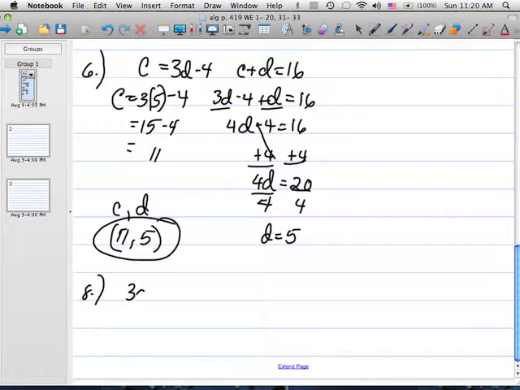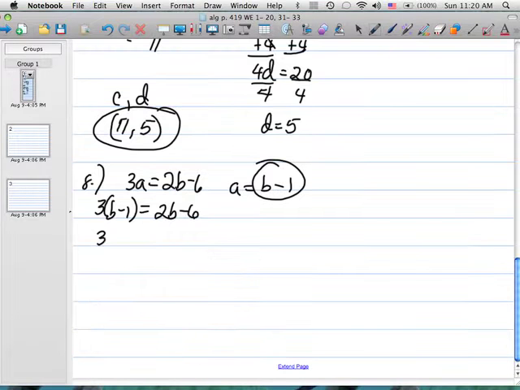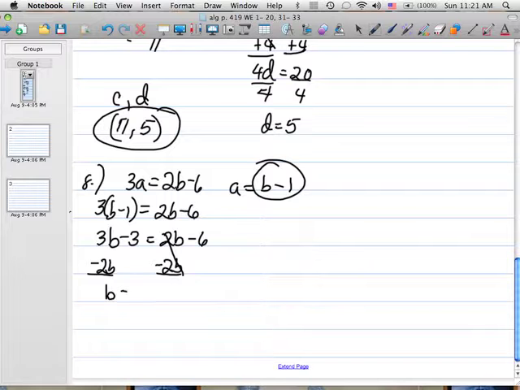Problem number 8, we have 3a equals 2b minus 6 and a equals b minus 1. I'm going to use the second equation since it's solved for a. Substitute it in over here where I see a. So 3 times b minus 1 equals 2b minus 6. Distributive property gives me 3b minus 3 equals 2b minus 6. I'm going to get the variable on one side. I'm going to subtract 2b to keep things positive. So I have b minus 3 equals negative 6. Add 3 to both sides. I get b equals negative 3.